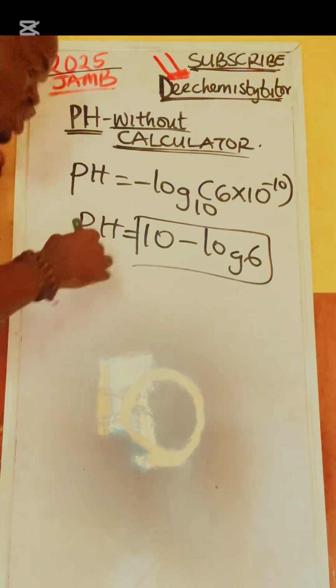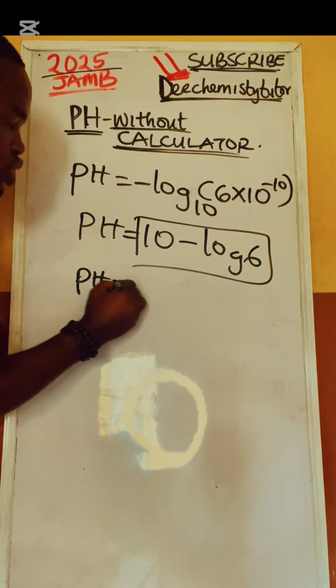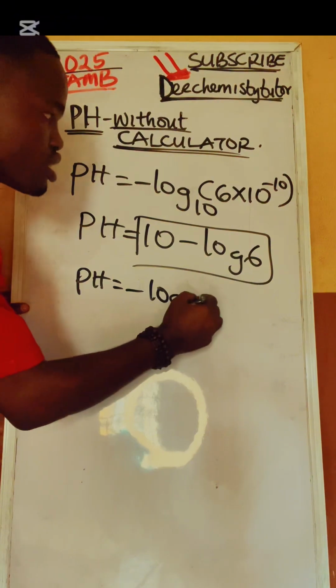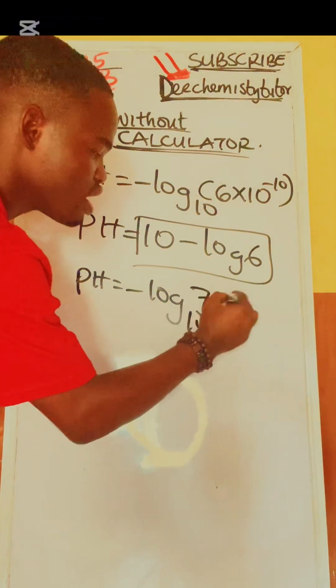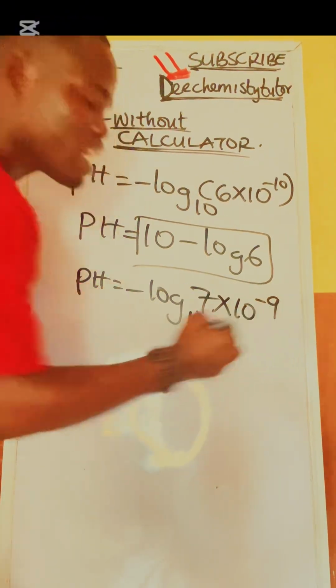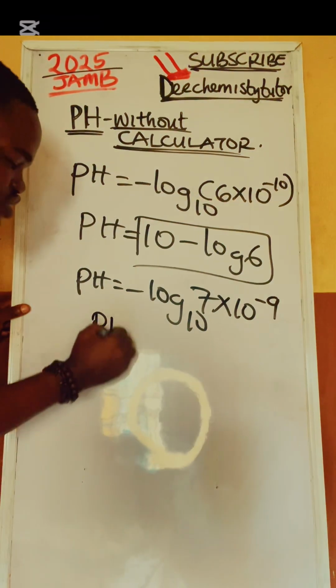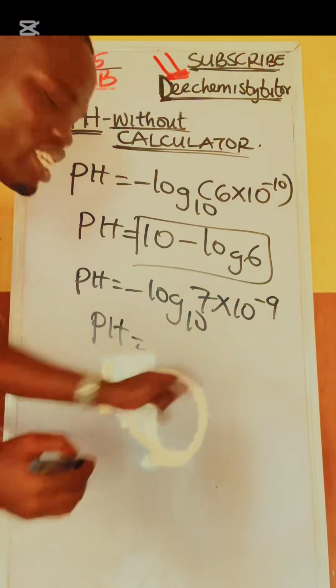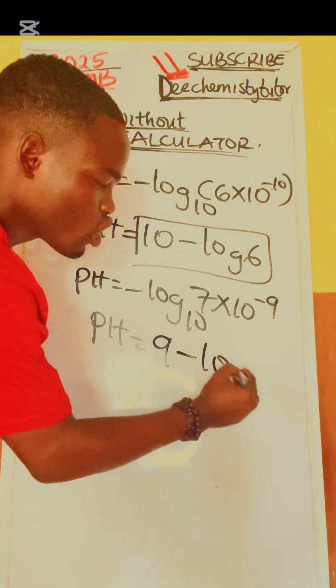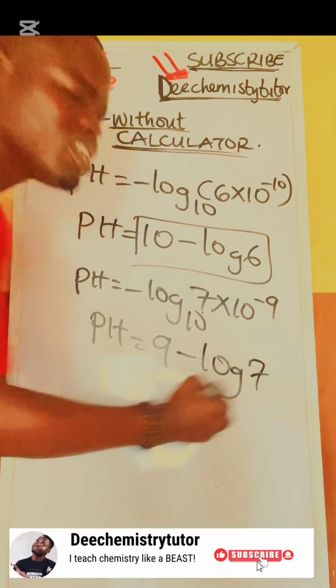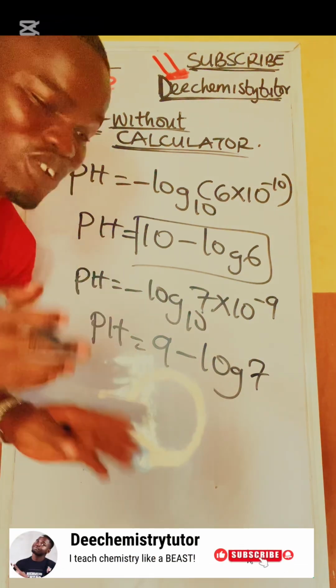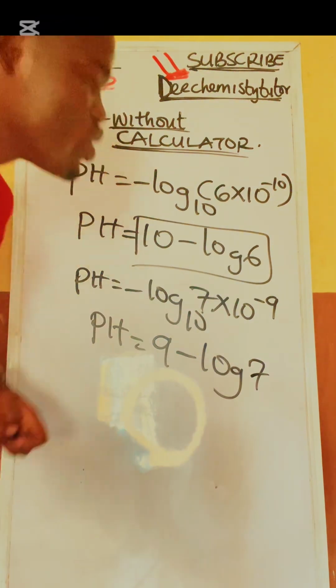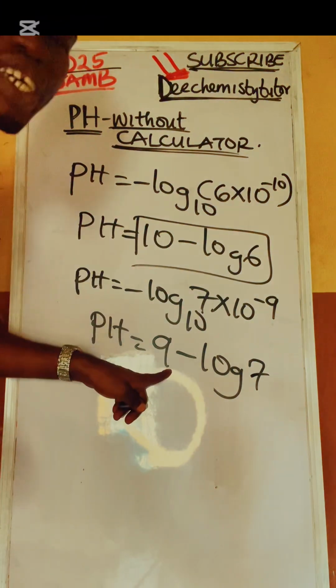You are not sure? Let's do another one. Let's say you are given pH equals minus log base 10 of 7 times 10 raised to the power minus 9. What is the answer? Just do pH equals, what is here? 9 minus log, what is here? 7. If you think it's wrong, you can use your calculator and press the answer for this.